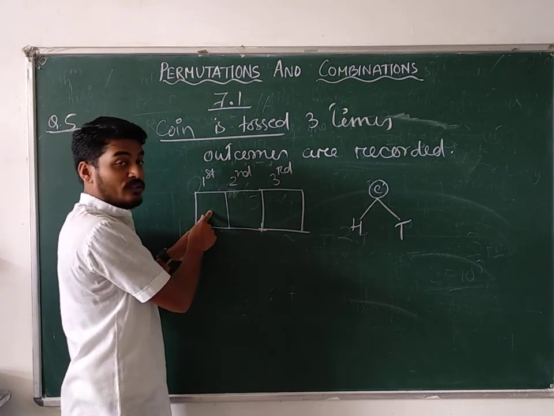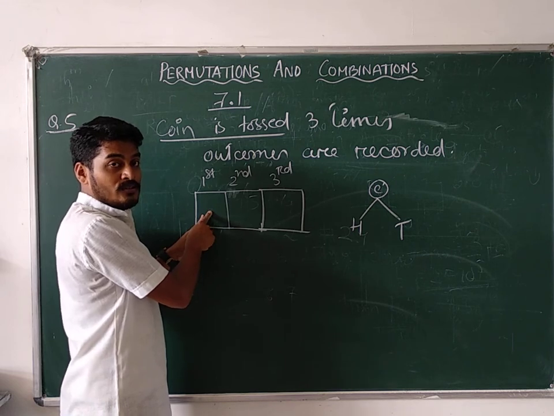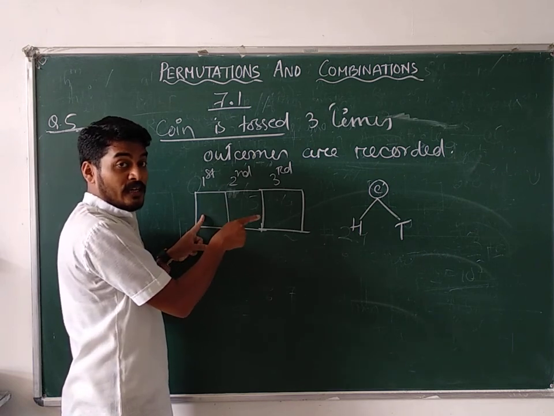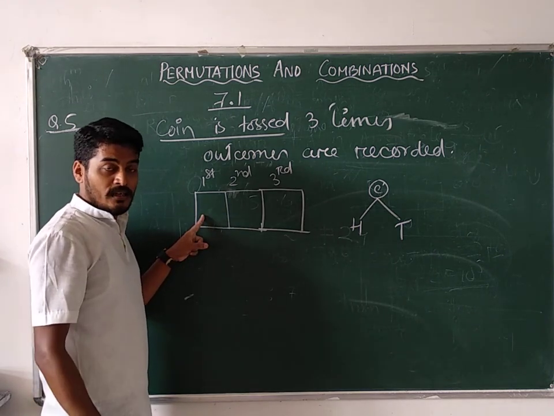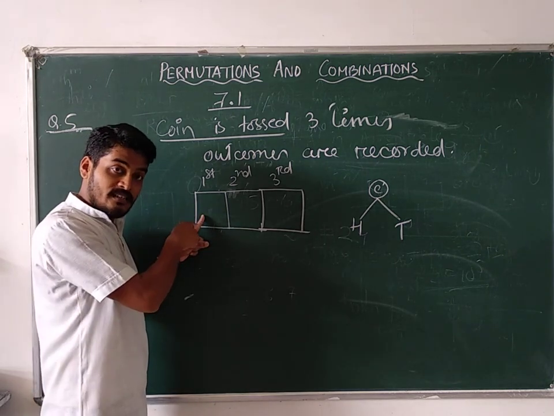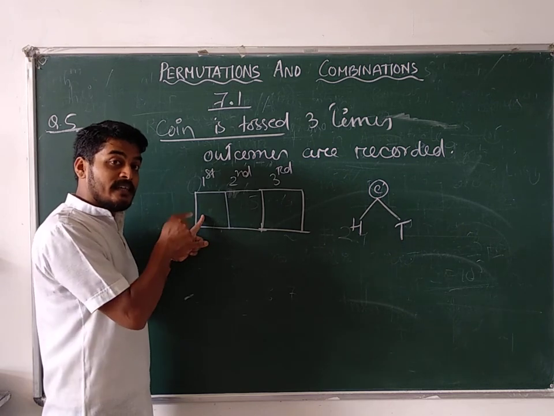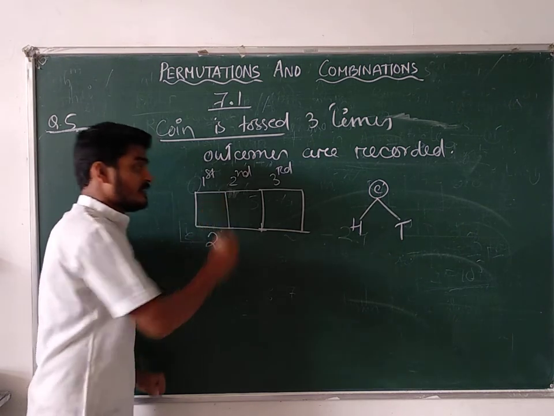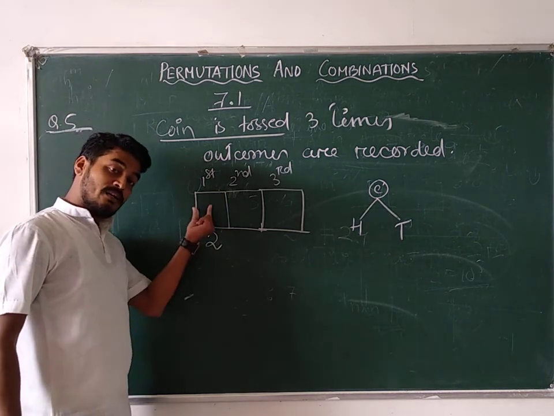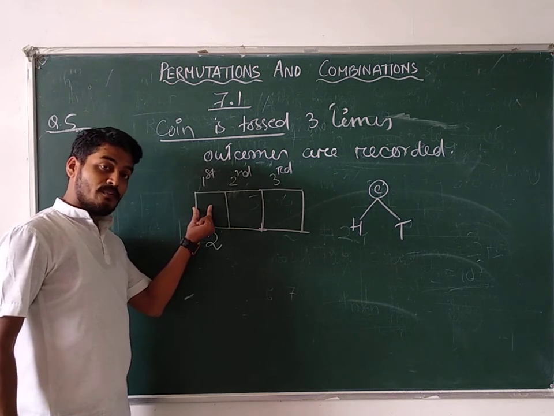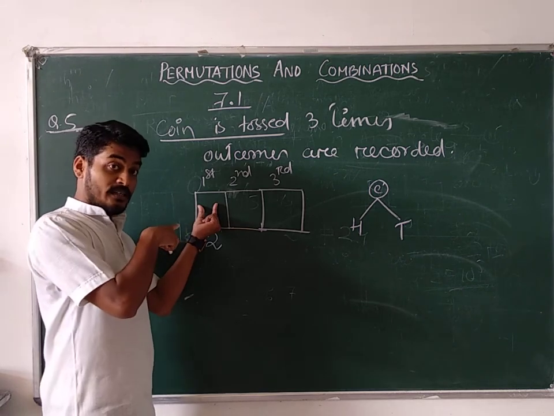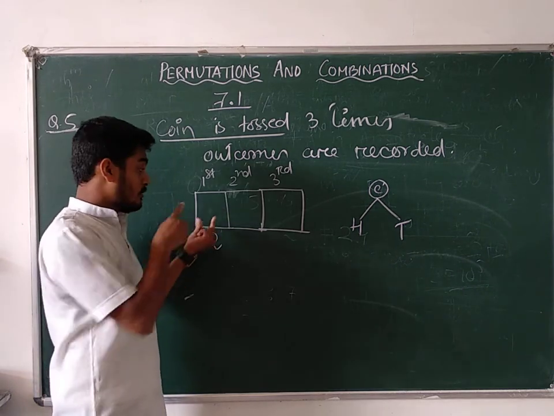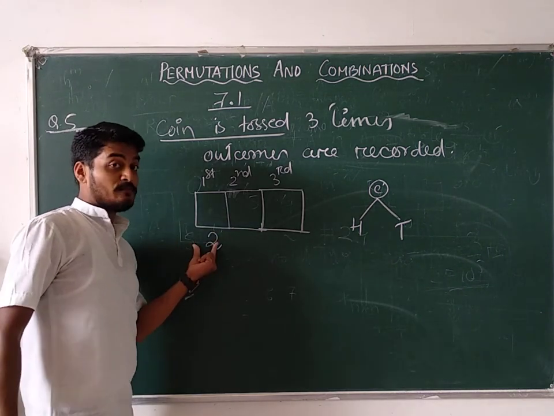So what are the outcomes? Head or tail. How many possibilities are there to fill up the place? Someone will write head here or someone will write tail here. So 2 different possibilities are there. Either head or tail. If you are getting head, you will write head here. If you are getting tail, you have to write tail here. So 2 different possibilities are there.